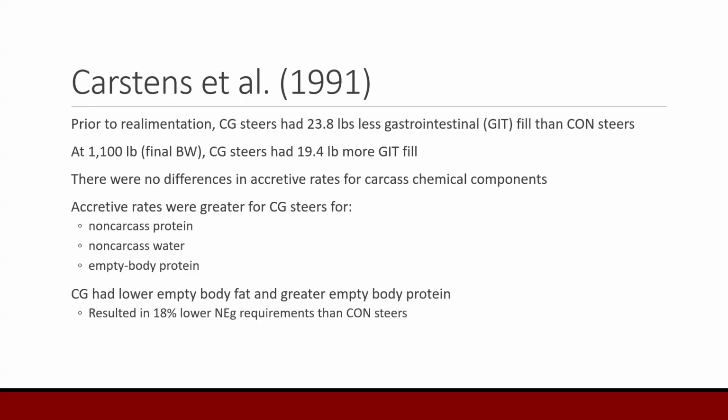So you know what a carcass is? So the chemical components of that carcass, so protein, fat, ash, water. Okay. So compensatory growth steers were leaner, so they're depositing less fat in their gain, required 18% less NEG. But most of that lean tissue growth was not coming from carcass tissues. Okay. Any questions?